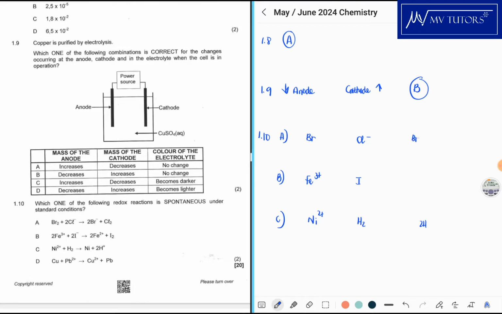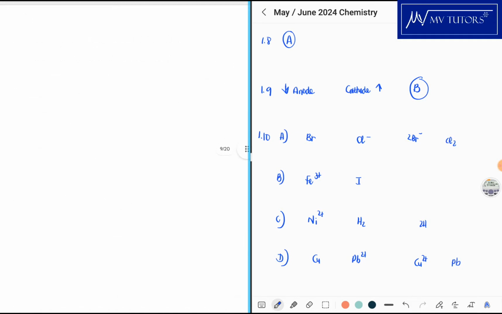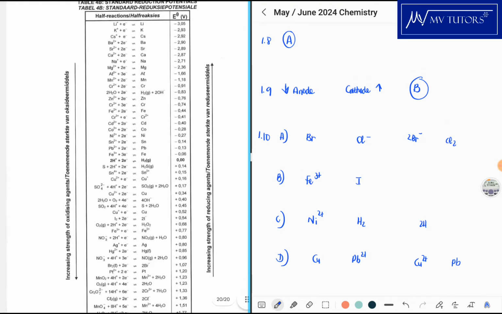Yeah, we have bromine there. Now I'm rewriting this thing. Okay, then we have copper, we have lead. So lead is the one that undergoes reduction, and copper undergoes oxidation. Okay, I think we're cool. Let's just go to the table and see what is actually happening here. Table 4b.